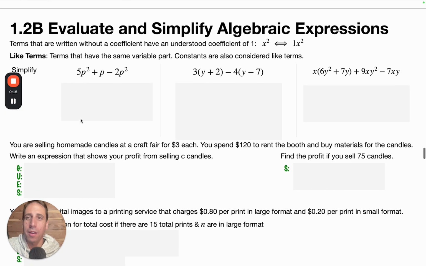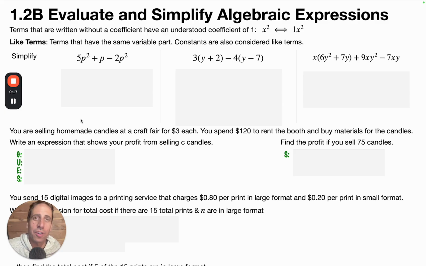Terms that are written without a coefficient have an understood coefficient of 1, meaning if you see this, it really means this, and if you see this, it really means this. So let's get good at combining like terms. What are like terms? Like terms are terms that have the same variable part. And constants are also considered like terms.